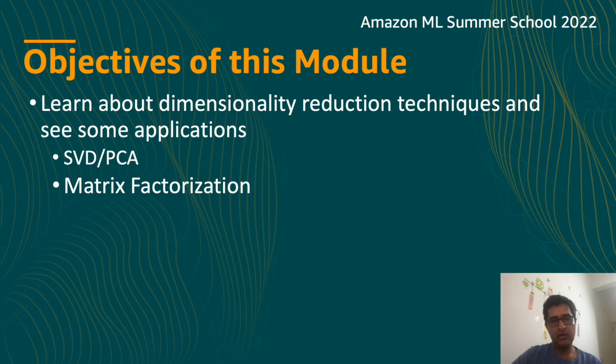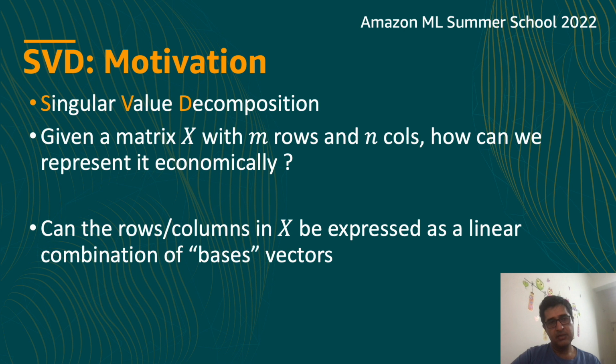Okay, so coming on to singular value decomposition, that's our first deep-dive topic in this particular subsection. In singular value decomposition, the question that you are asking is: given a matrix X, which has m rows and n columns, can we represent it more economically? Now, this matrix X with m rows and n columns can originate from a variety of sources. It could be, for example, the link graph between various URLs, or the graph between various users at Amazon and various products at Amazon, and so on and so forth. So the question being asked is, can the rows and columns of X be expressed as a linear combination of certain basis vectors?